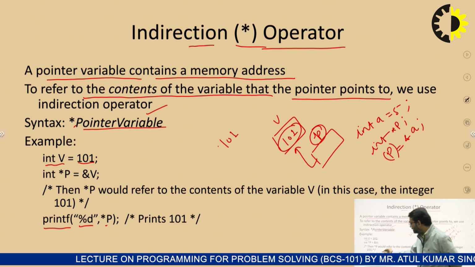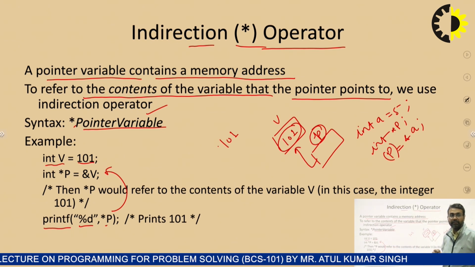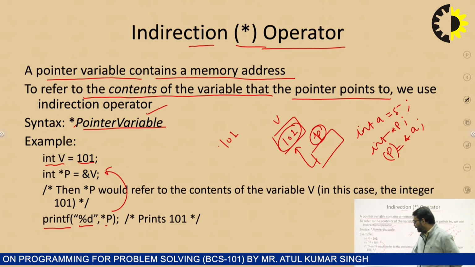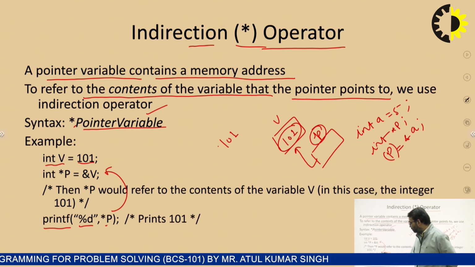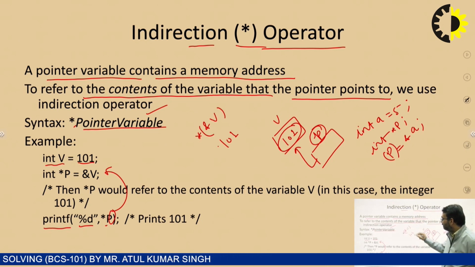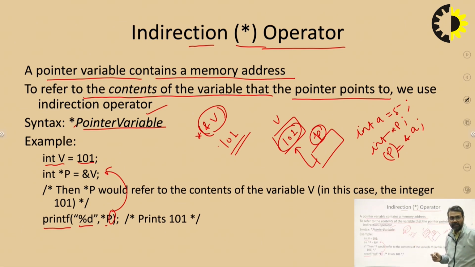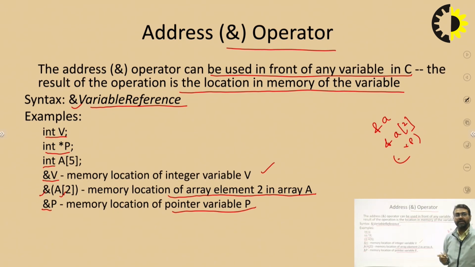Because p contains the address and the indirection operator is used to retrieve the value from the address, when we put asterisk p, it means p contains the address of v, and we are putting asterisk here. It means the value at address v. Now it will give the answer 101. So with the help of the indirection operator, we can retrieve the value through a pointer, and with the help of the address operator, we can find the address of any variable.